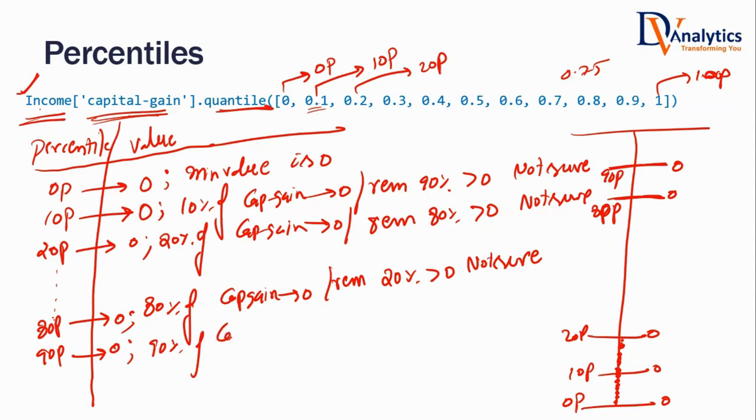90% of capital gain is 0. How about the remaining 10% of the capital gain? Greater than 0. For sure or not sure? Not sure. You have seen the data until what? 90%. Can you comment on 90% of the data?